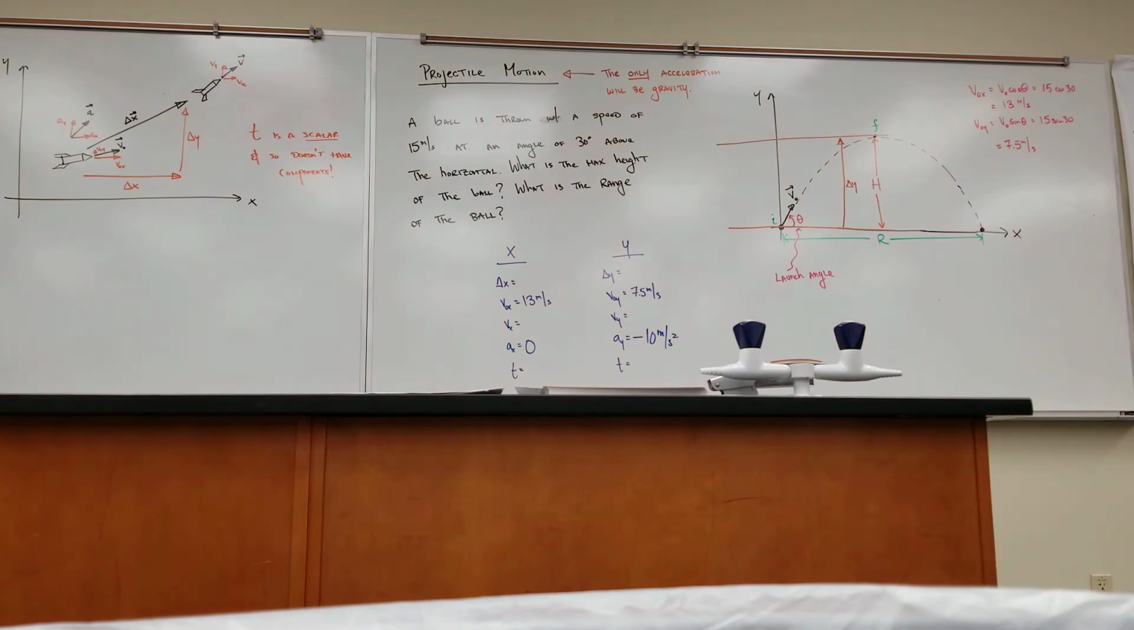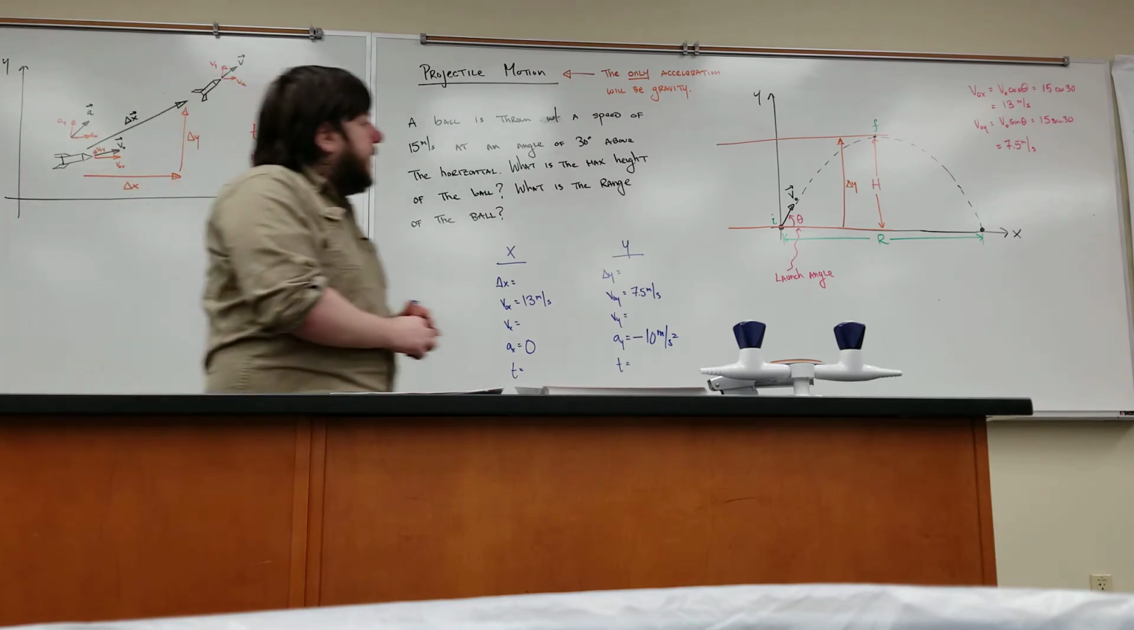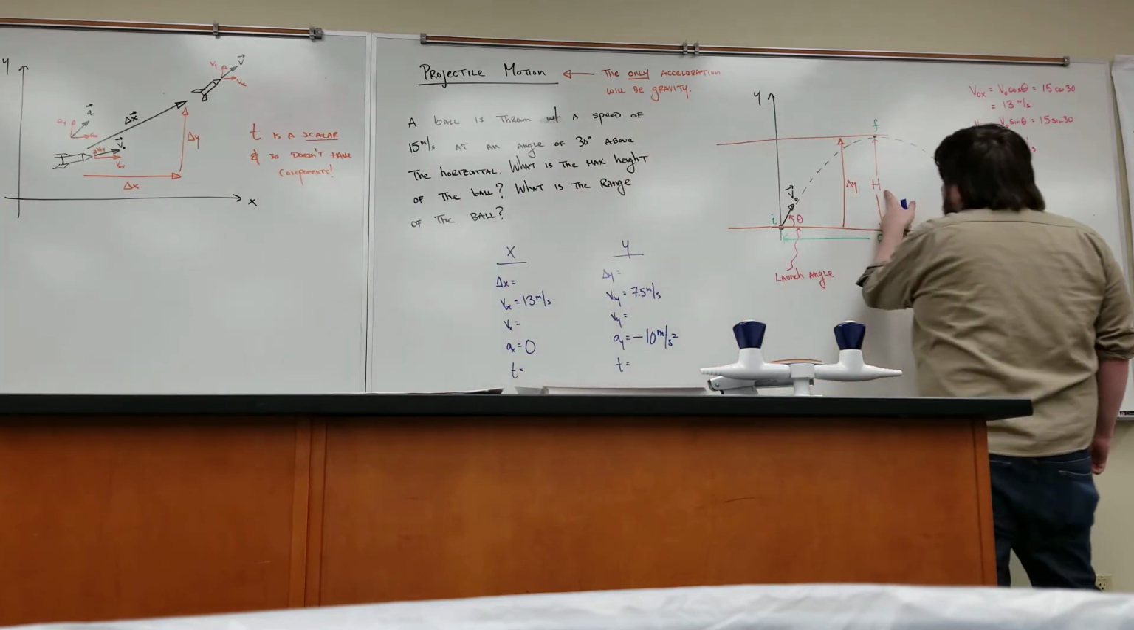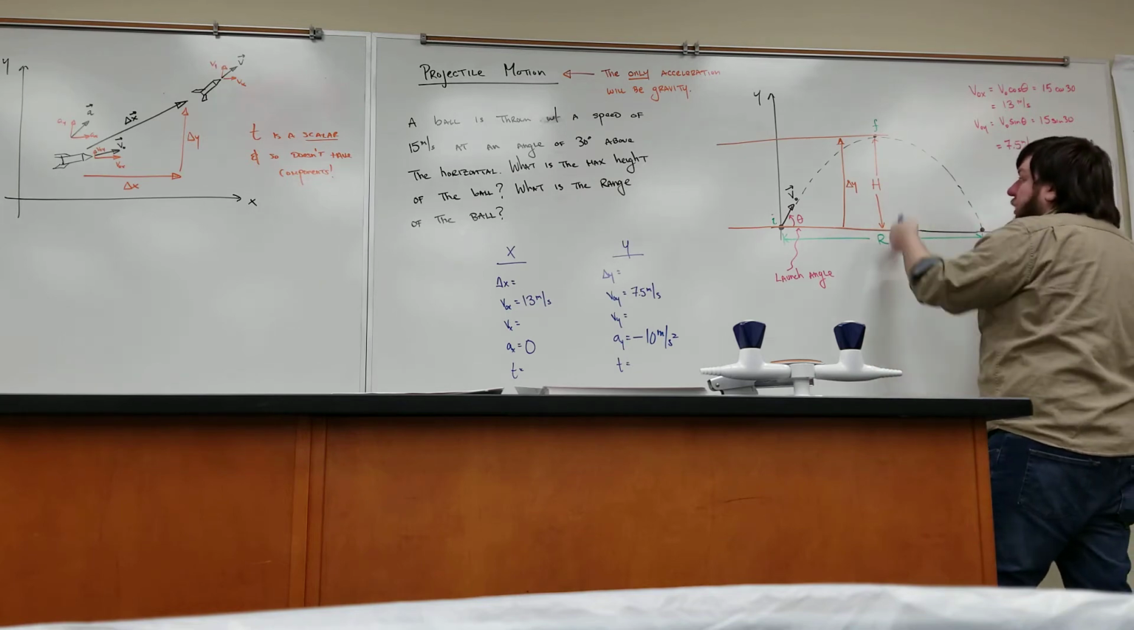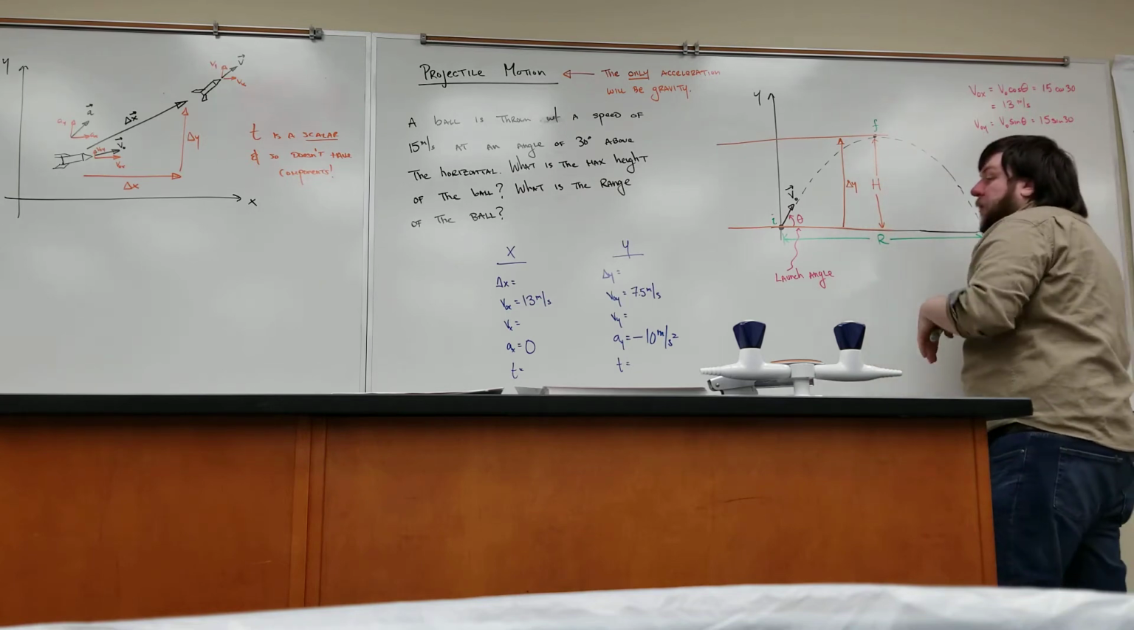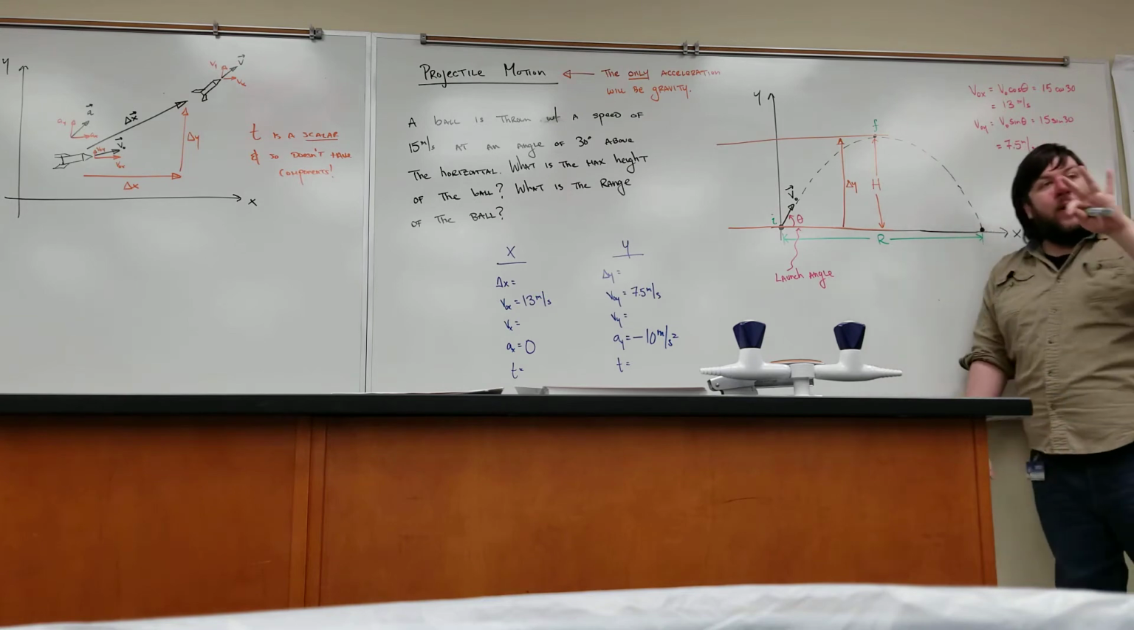Okay, but we're going to go with the positive direction being up. So the third variable for y... could you ask that question again? I'm asking if we want to solve for the maximum height, which is a variable that occurs in the y direction, then we need a third variable in the y direction.